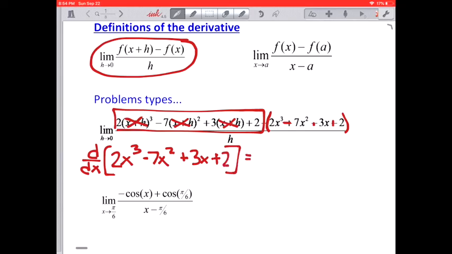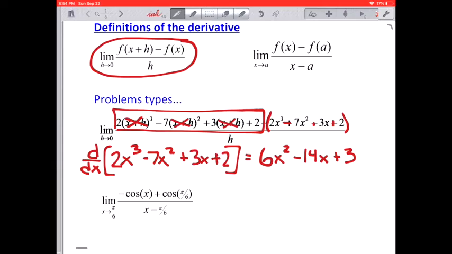So we're going to apply the power rule to this, and we get 2 times 3 is 6. Drop the power down 1 is 2. Minus 7 times 2 is 14. Drop the power down 1 is x. The derivative of 3x is 3, and the derivative of the constant 2 is 0.